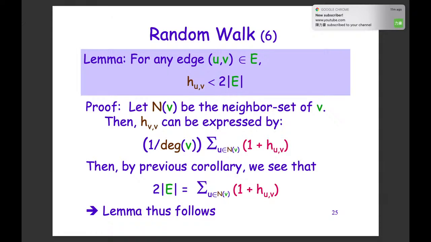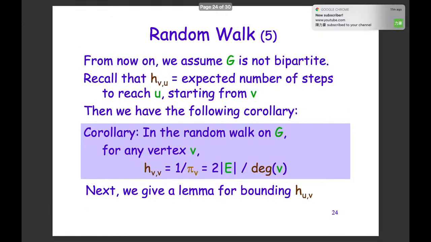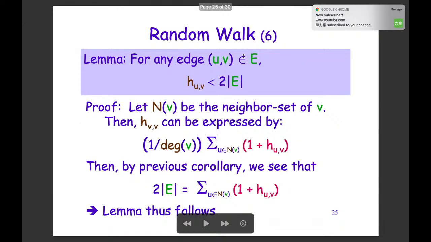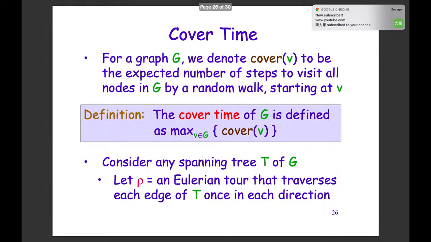Okay, so we have two things. Going back to itself, we have an exact bound of the expected value. Going to the neighbor, we have a crude bound. We are going to make use of these two together to do some analysis.